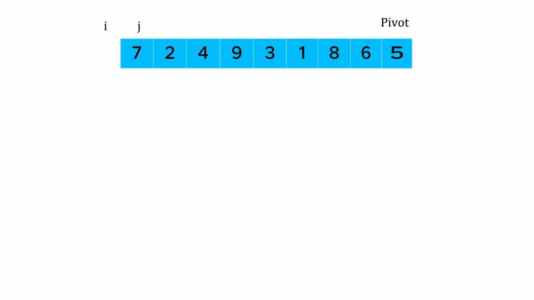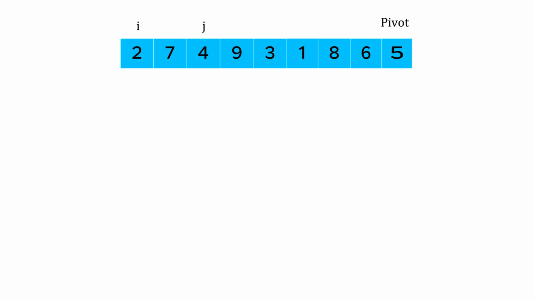We compare the element at j with the pivot. Is 7 less than 5? As that's not the case, we do nothing and move j forward. Next, we compare 2 with 5. Is 2 less than 5? Since it is, we increment i by 1 and swap the elements at the ith and the jth positions. So swapping 7 with 2, then moving j forward.